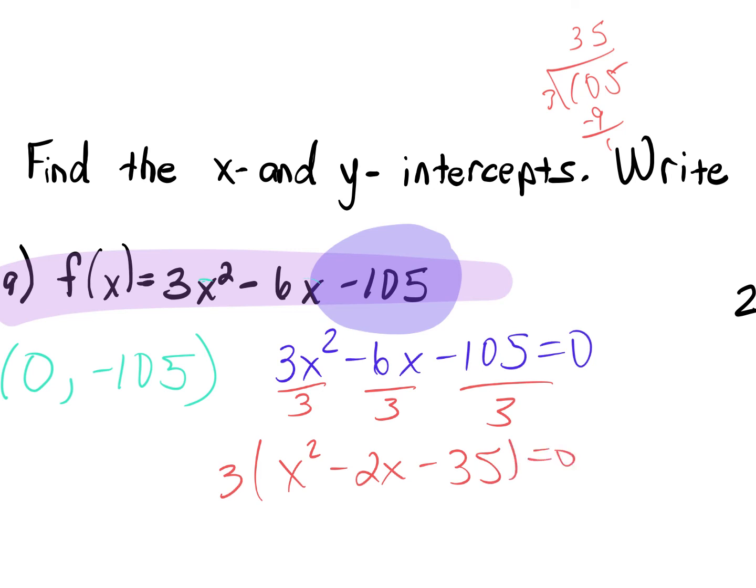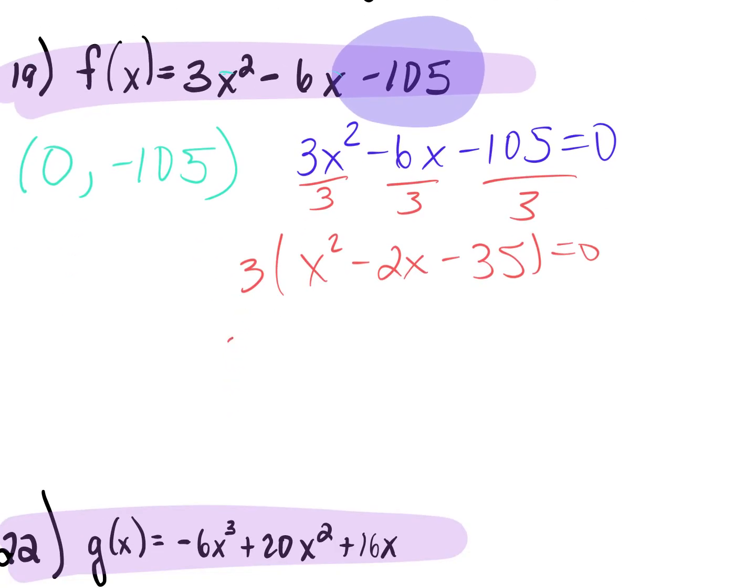Now this makes your problem much, much easier to work with. Can you factor what's left over here? What are factors of negative 35 that multiply to give me negative 35, but add to give me negative 2?